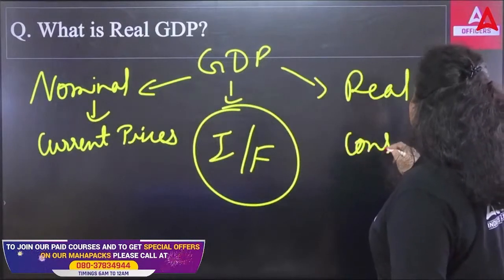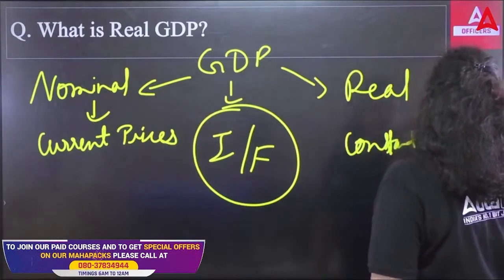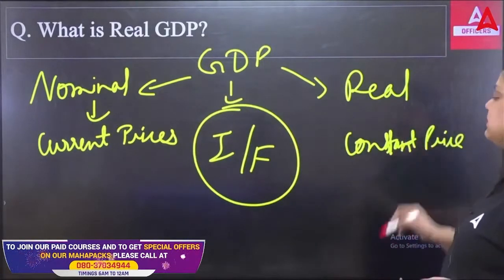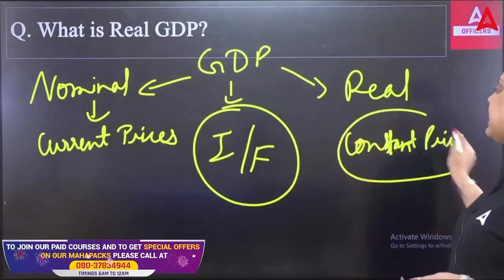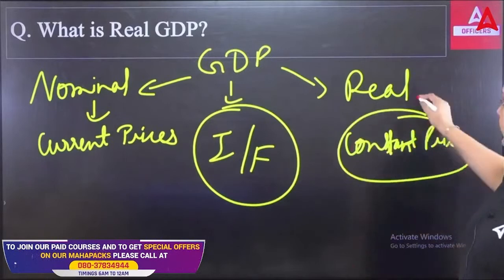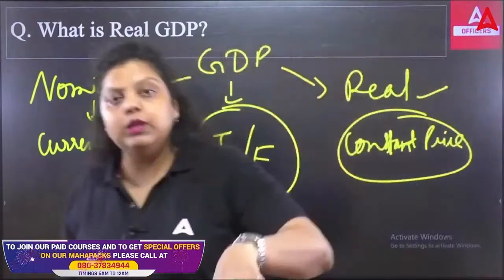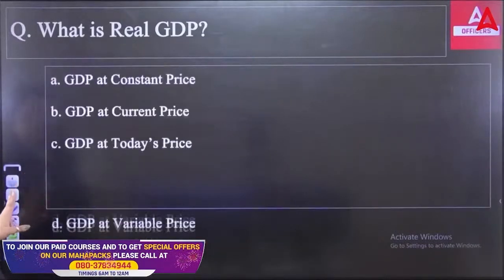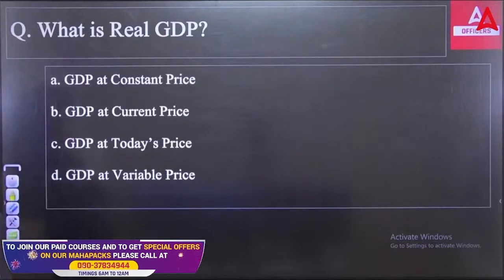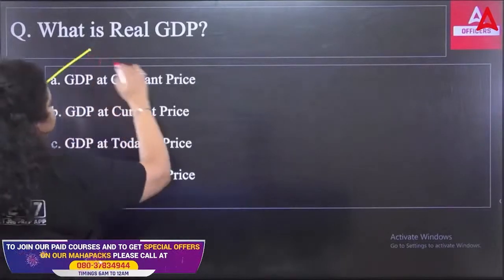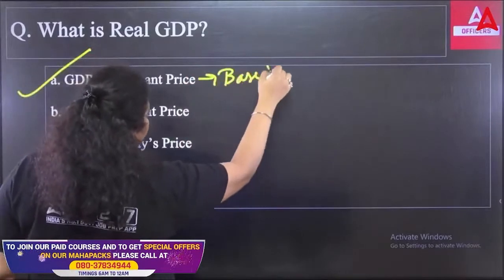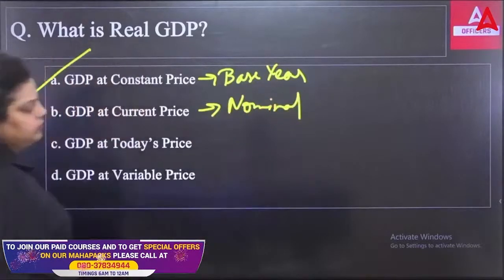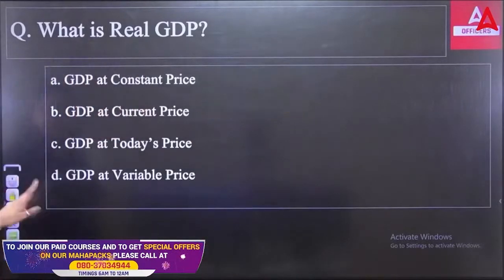It will be calculated on the constant price. Constant price means you will be comparing the prices of goods and services with the base year. So when you compare the prices of the current financial year with the base year, that's real GDP. And when you calculate the GDP only on current prices, that's your nominal GDP. In nominal, comparison is not required, but in real, the comparison is required. So real GDP is GDP at constant price, compared with the base year. Current price will be nominal. Okay, so the right answer will be A option.